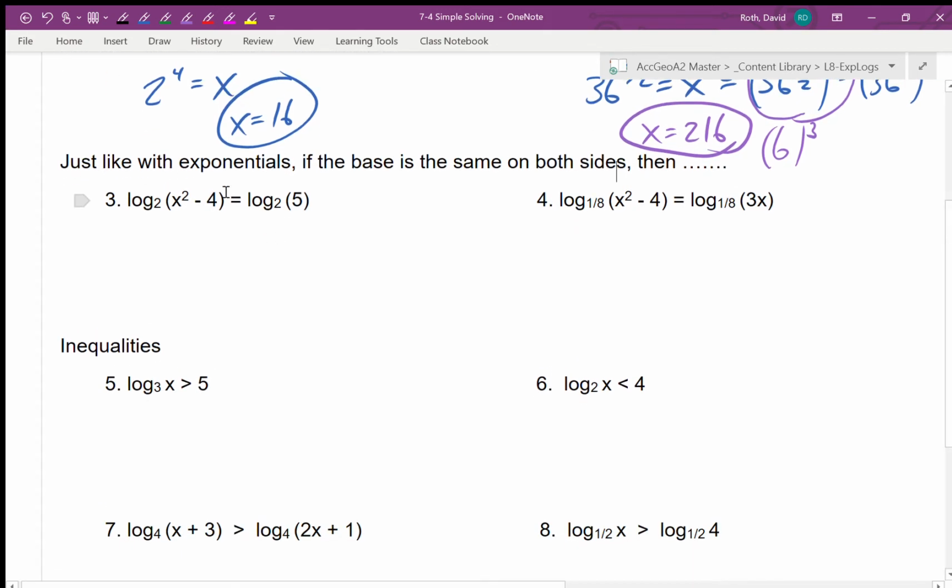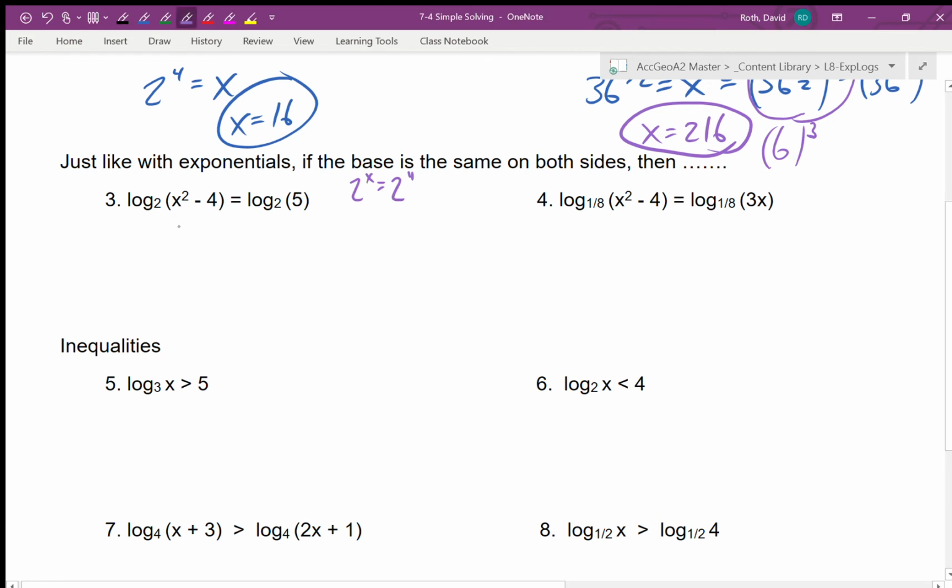Now you get back to here. I can't map that because it's like 2 to what? This whole thing over here? If you remember, for exponentials, we had 2 to the x power equals 2 to the 4th. If the bases match, then x must equal 4. Same thing with logs. Log base 2 of this, log base 2 of that, well this must equal that.